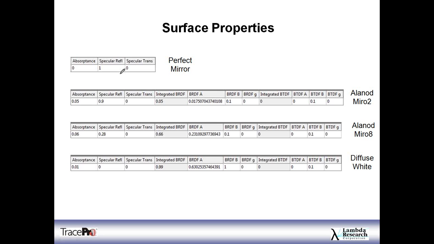And here are the properties. I just cut out the relevant parts from the property editor. Perfect mirror, 0, 1, 0. The Miro 2 has 90% specular, 5% scattered light. The Miro 8, 28% specular, 66% scattered. So a little more diffuse or scattering type surface. The diffuse white, here again, it's all scattered, 99% scattered.